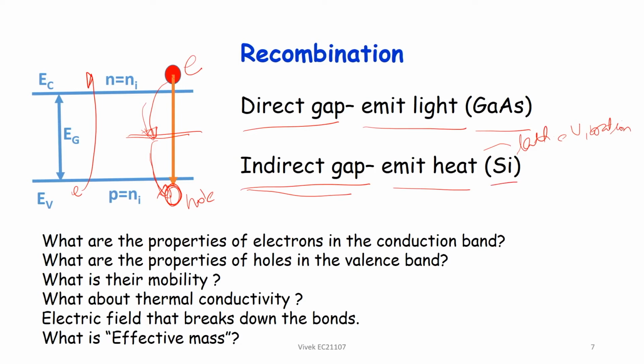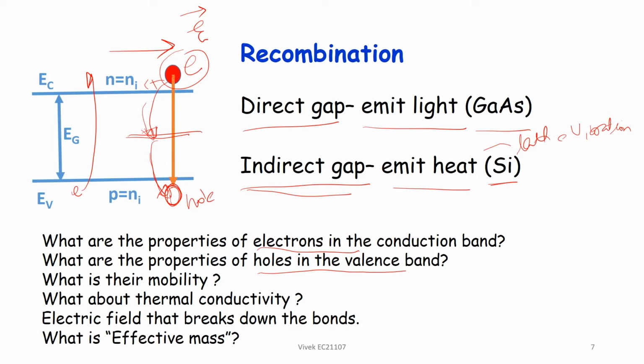So that's why all of you know that silicon is not a good emitter of light. Now, what are the properties of these electrons in the conduction band? What are the properties of holes in the valence band? How do these electrons and holes move when a field is applied? If you apply an electric field, how will they move? Is it the same as a free electron, or do they move in different ways?